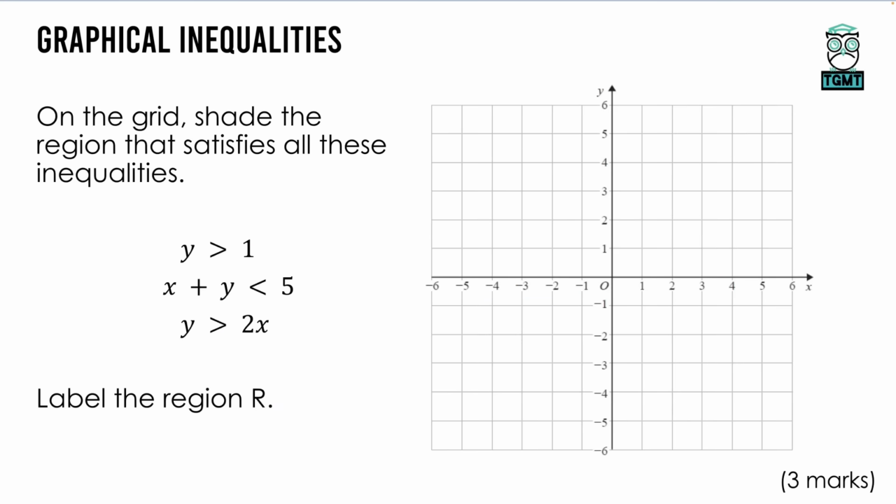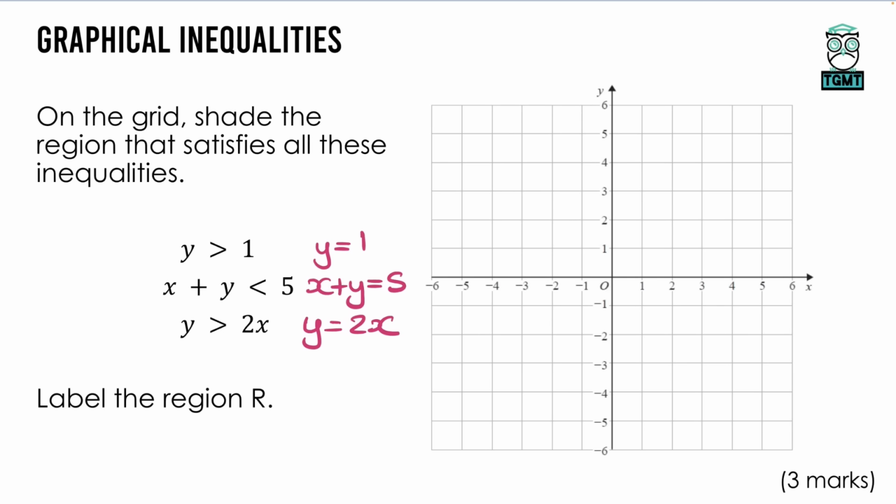And on to some graphical inequalities. Now here it says, on the grid, shade the region that satisfies all these inequalities. Now in order to draw these inequalities, we want to just change these symbols into equal signs. For the moment, we have y equals 1, we have x plus y equals 5, and we have y is equal to 2x. Now there's lots of different ways that you can draw these line equations.